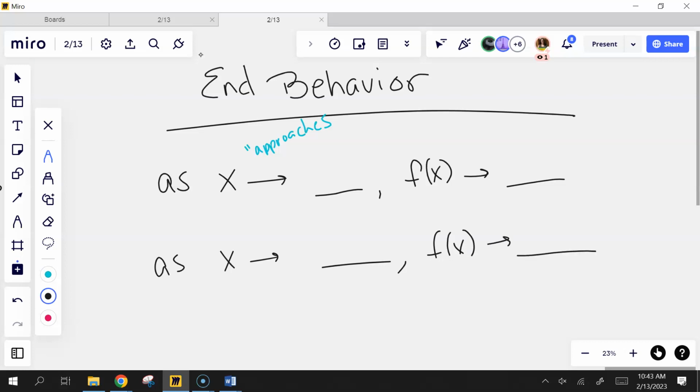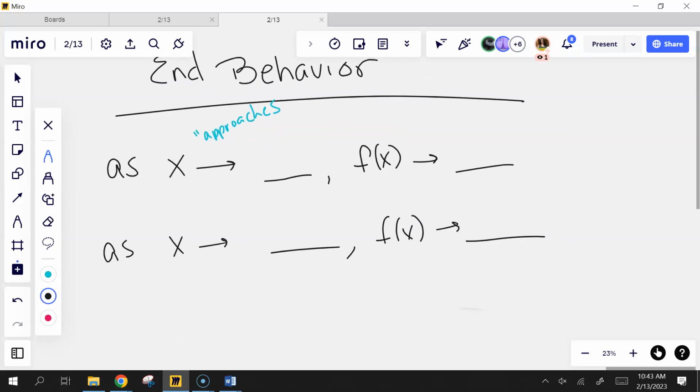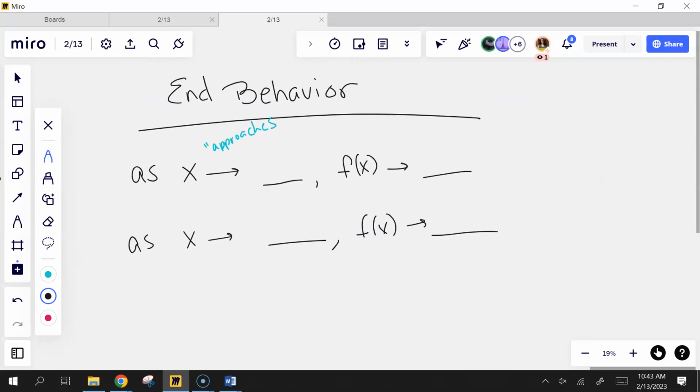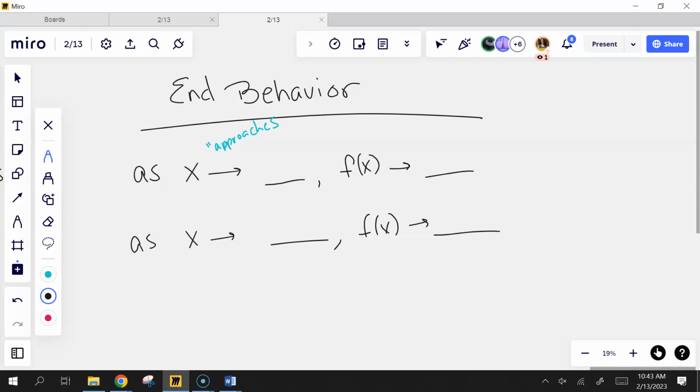Now, let's look at the x side first. Let's look at the first sentence. Let's just look at a quadratic first, for example, okay? I'm going to say that the left side of this graph is when x approaches negative infinity. Would that make sense to you?